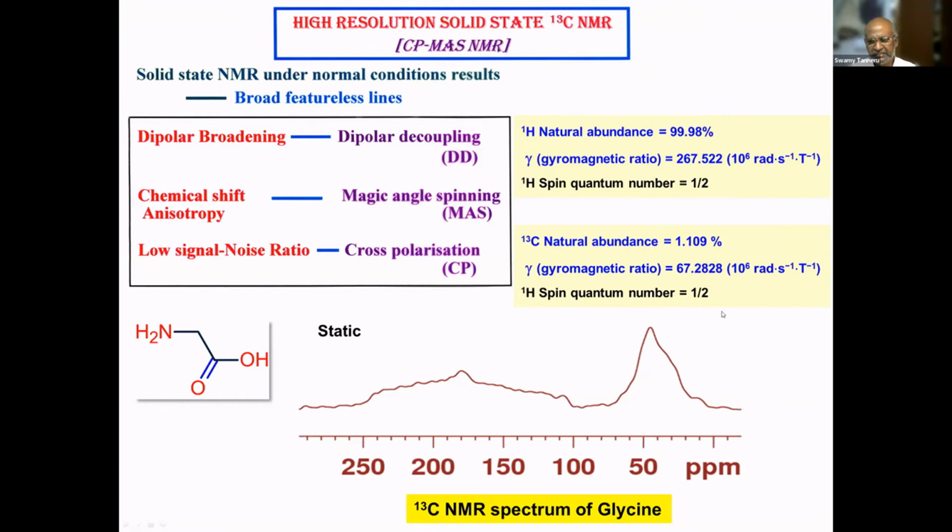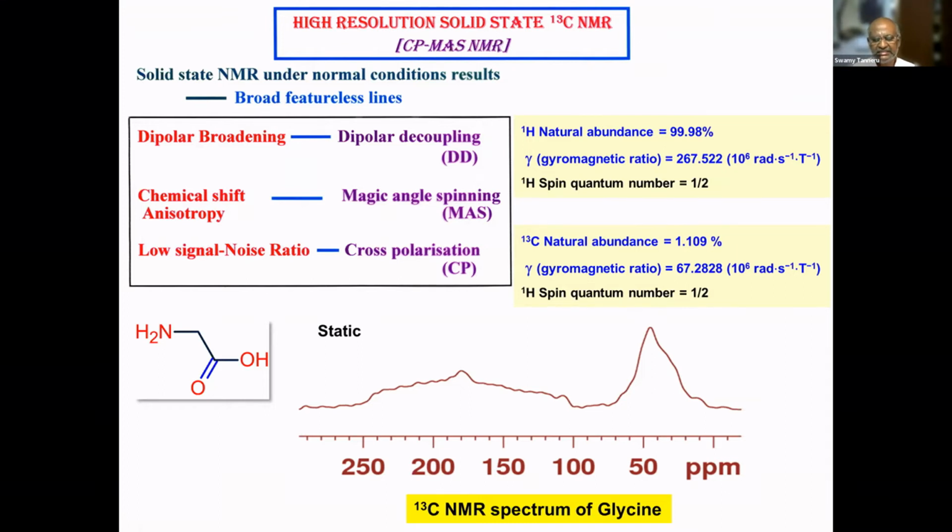For your kind information, carbon-13 is an isotope. It is not a natural element. So the natural abundance is low, since carbon-12 is 99%. Carbon-13 is only 1.1%. Carbon-12 is NMR inactive. Carbon-13 is NMR active. So if you want to run carbon-13 NMR spectroscopy, you have to spend more amount of time, and also especially for solid states, some other techniques will come into the picture.